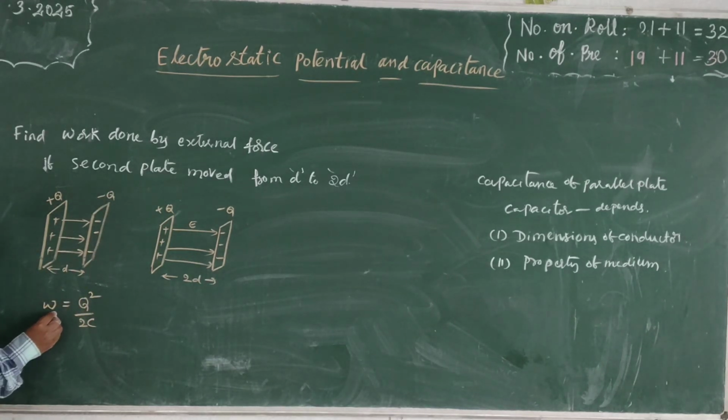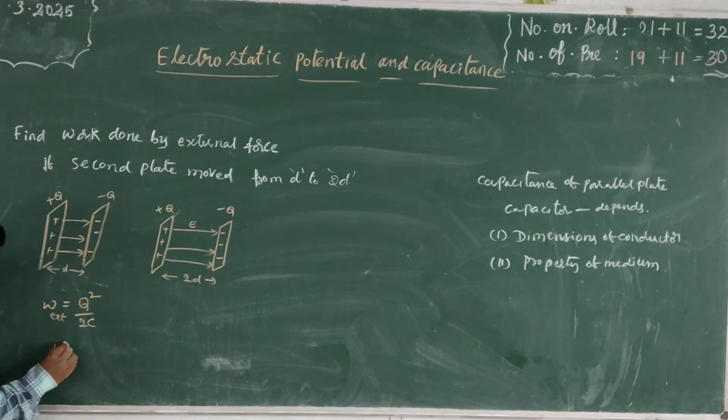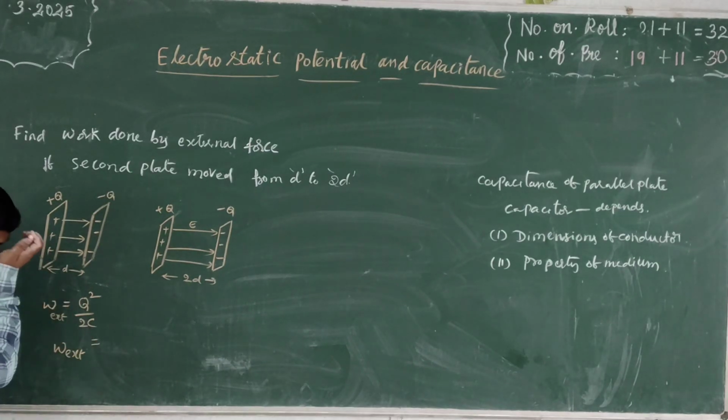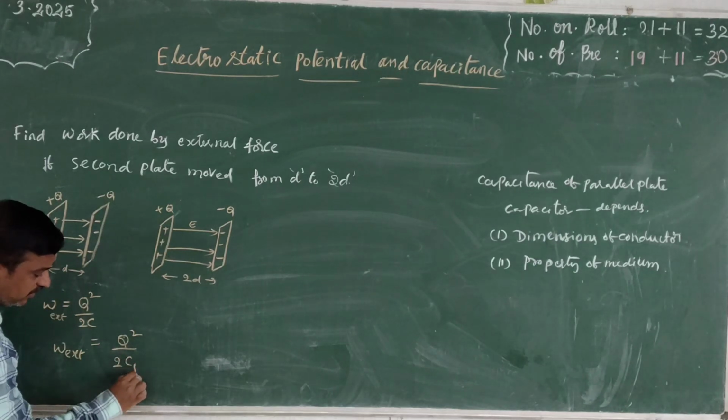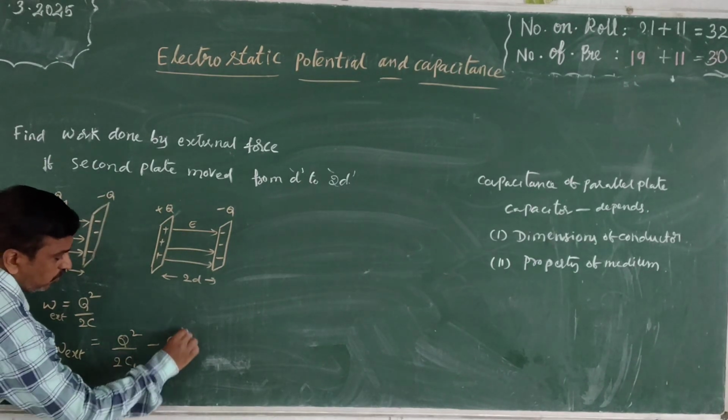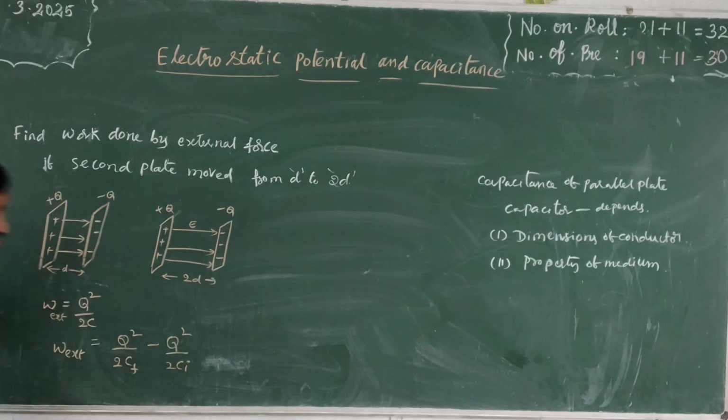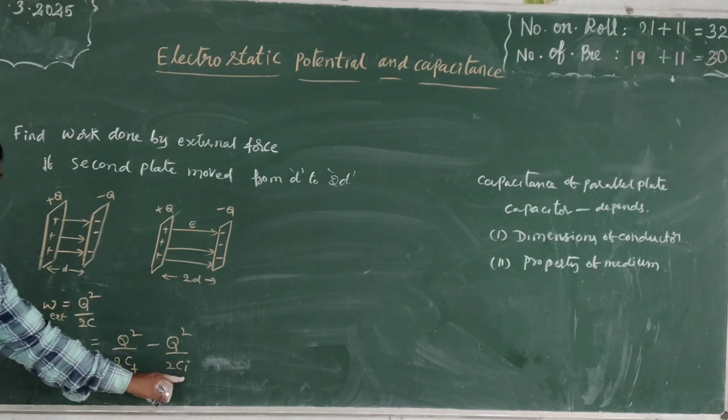That's why the work done by the external force we can write as equal to Q square by 2C final minus Q square by 2C initial. Since Q is the same, we can write Q square by 2 times the final capacitance minus the initial capacitance.